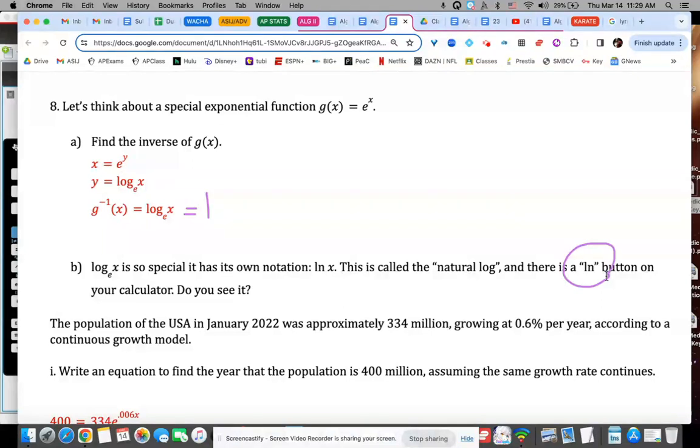And we use this ln to represent that. It's very special. Just like if I just had a log with nothing there, I would think it was log base 10. But if you see ln of x, I'm going to know immediately it's a log base e. It's a special log. It's on the calculator. Let me show you that.